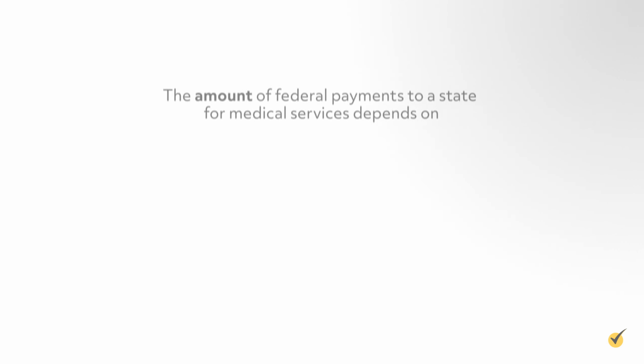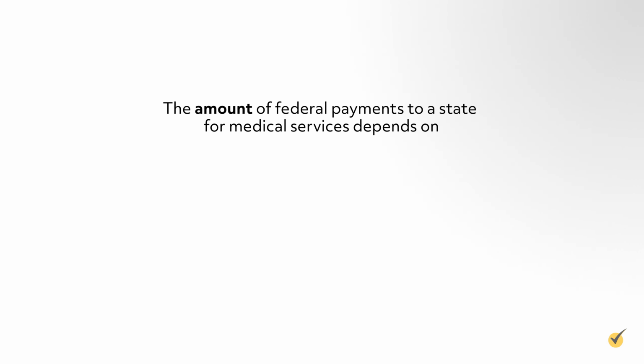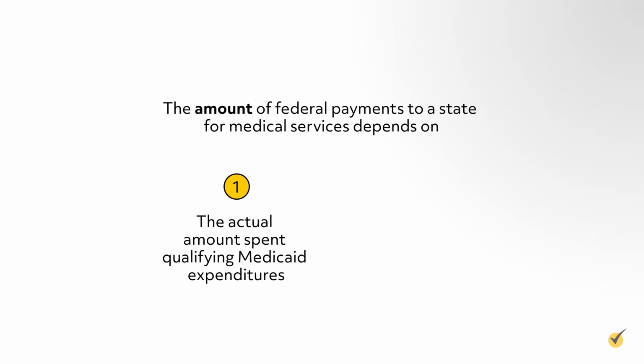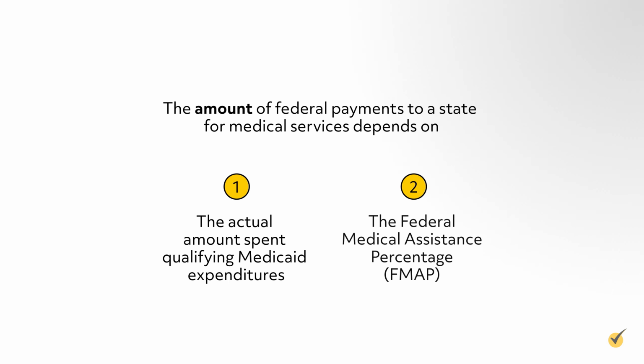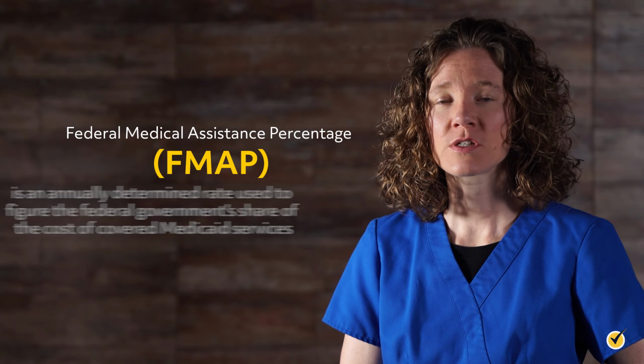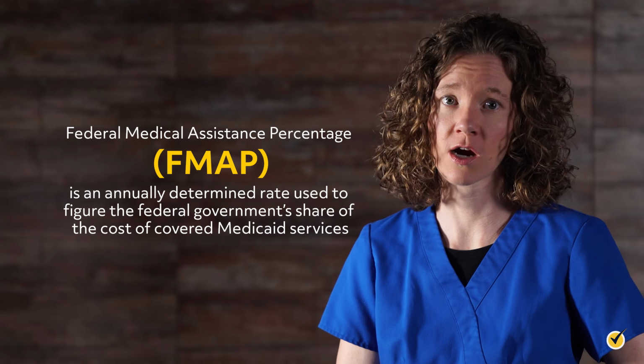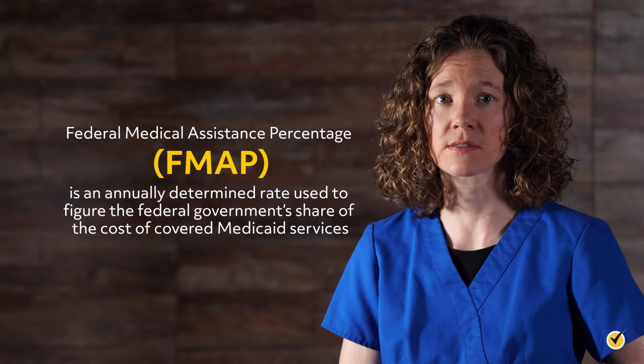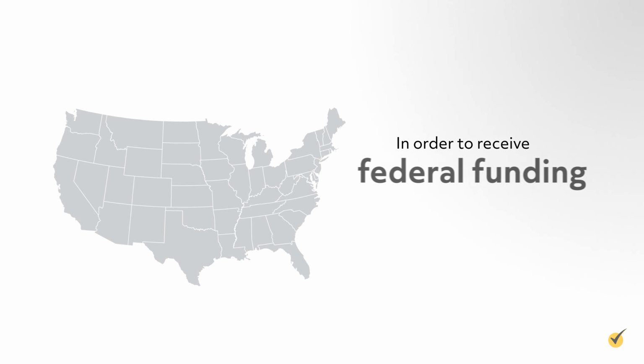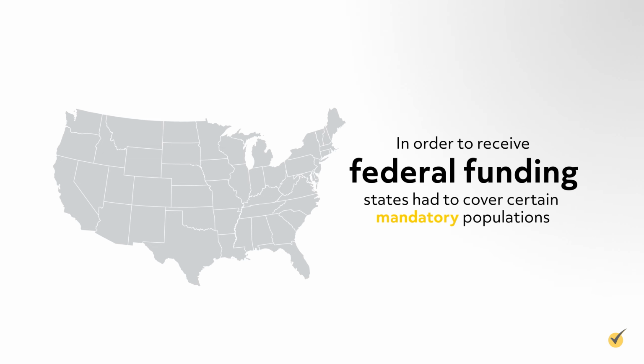The amount of federal payments to a state for medical services depends on 2 factors: One is the actual amount spent on qualifying Medicaid expenditures, and the other is the Federal Medical Assistance Percentage, or FMAP, which is an annually determined rate used to figure the federal government's share of the cost of covered Medicaid services. In order to receive federal funding, states had to cover certain mandatory populations.